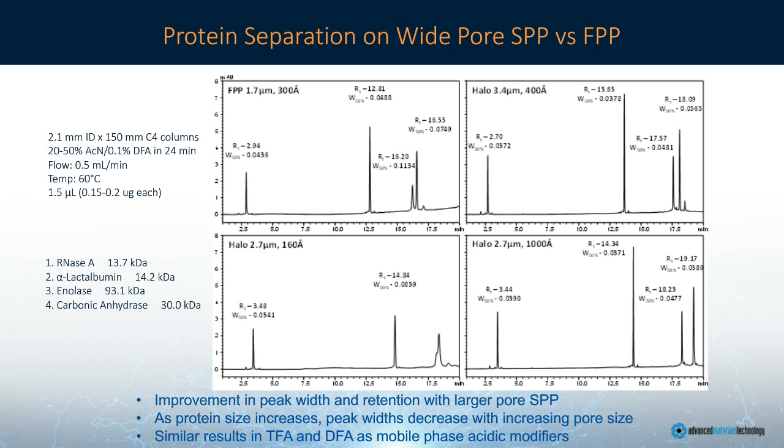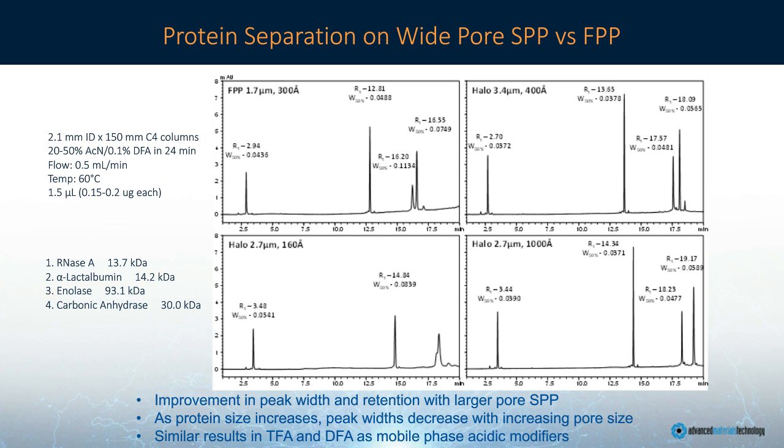fully porous particle, we're actually seeing better performance in terms of the peak width on each of these proteins. We're also gaining retention as well. And as you move to the 2.7 1,000 angstrom material, not only have we gained performance in terms of the peak width, so a reduction in the peak width at half height, but we're seeing additional gain in retention. So we get improvement in peak width and retention for the larger pore, superficially porous particle.